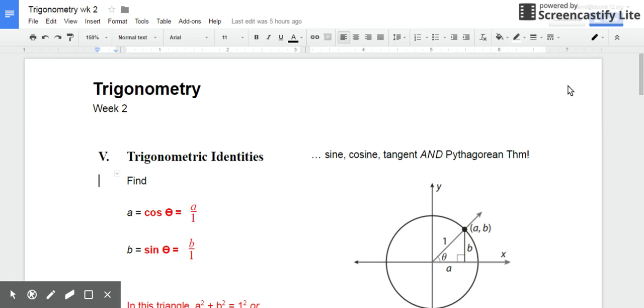Okay, the best thing for you to do would be to actually listen to the video, not just be writing things down. These are called trig identities.